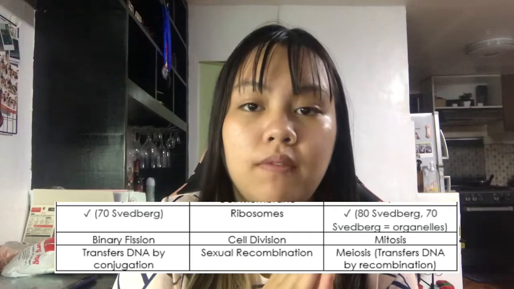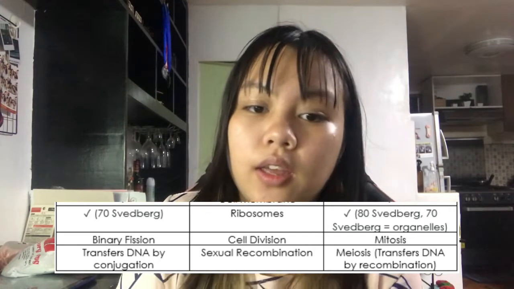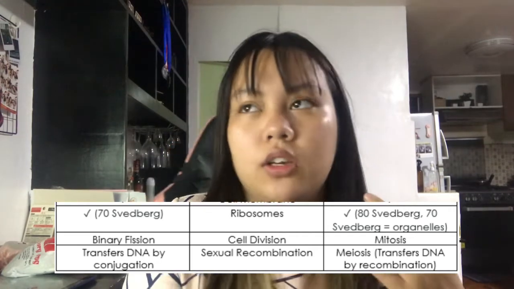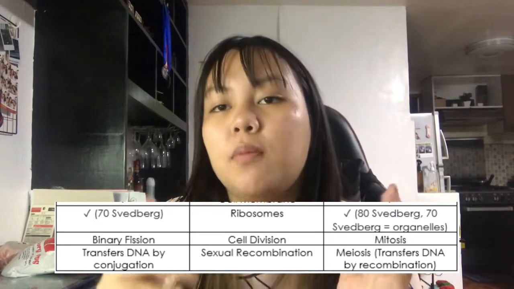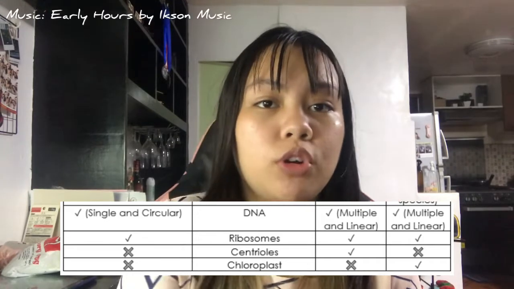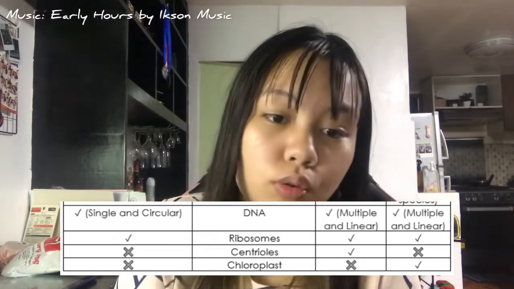When it comes to cell division, it occurs by binary fission, and when it comes to sexual recombination, it transfers DNA by conjugation. But what kind of DNA does a prokaryote have? They have a single, circular DNA. But this prokaryote does not have centrioles or chloroplasts.